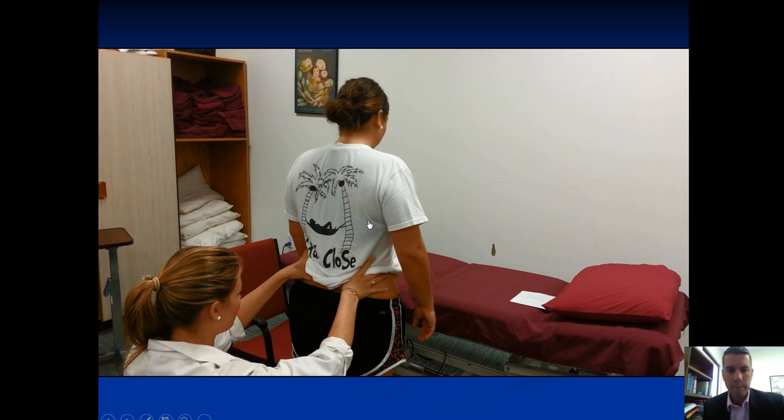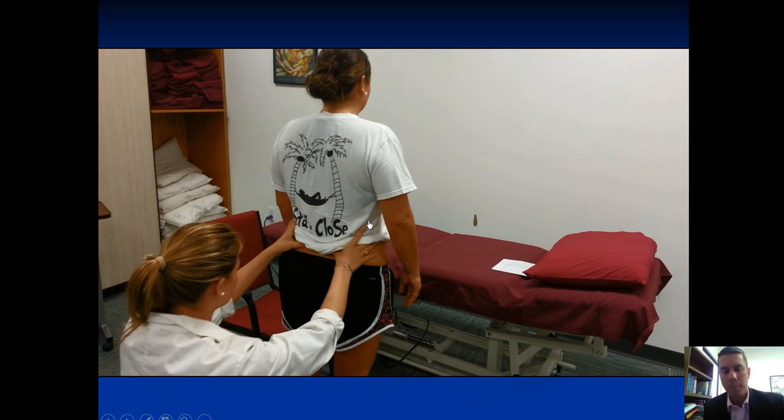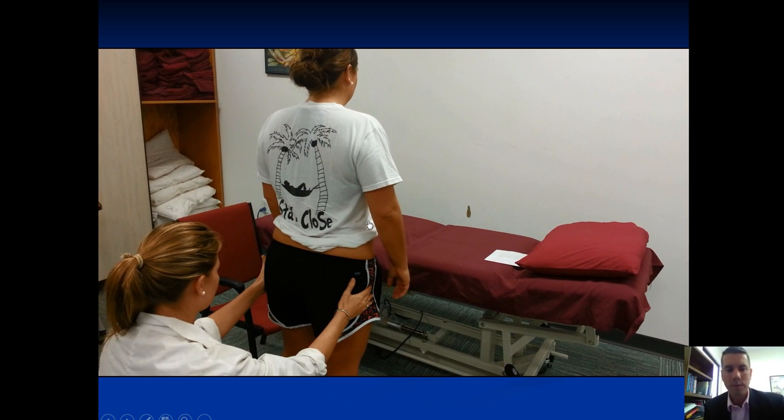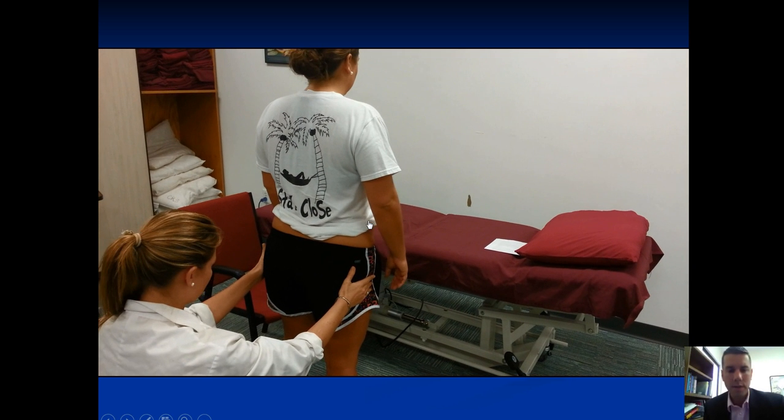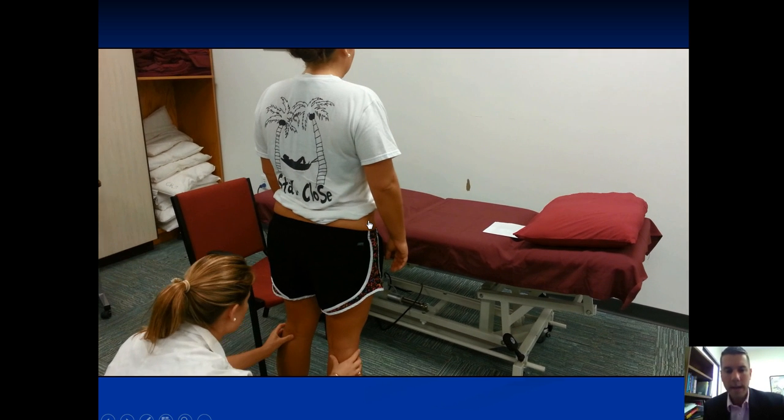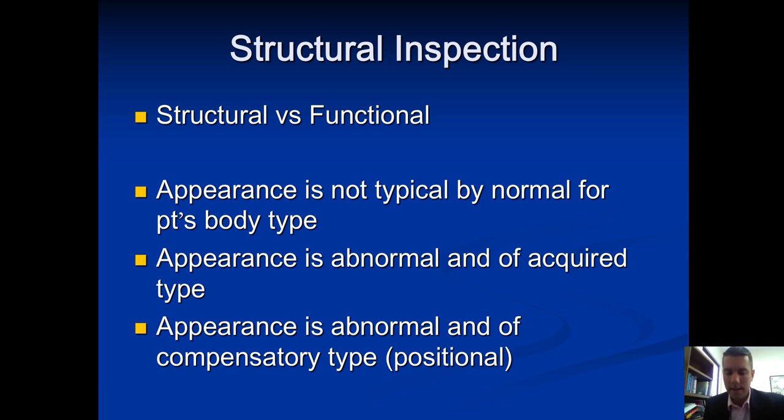Measuring crest height, palpating the PSIS. These are just examples. Trochanteric position, fibular head, looking at the knees, right? Same thing, you're not going to gather a tissue-specific impairment from that. You're not going to get a diagnosis from that, but you're getting an idea of where they're at with their structure.